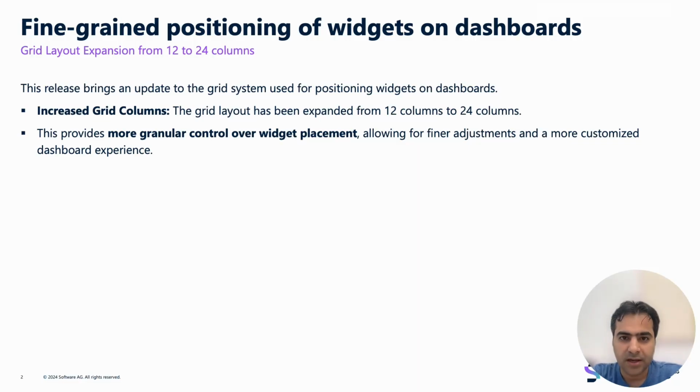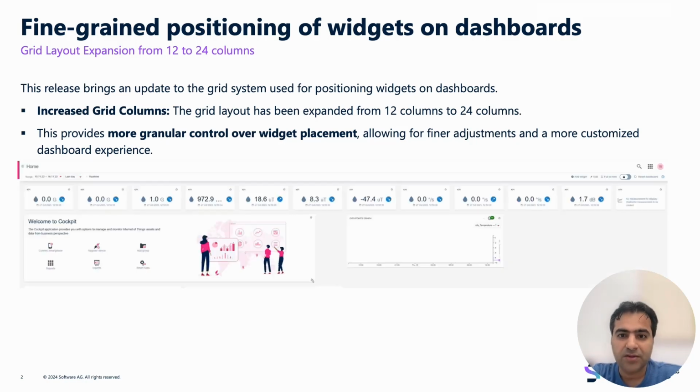This release brings an update to the grid system used for positioning of widgets on the dashboard. Previously, we had a grid layout of 12 columns, which has now been increased to 24 columns. This provides you even more granular control on the widget placement. You can utilize this for finer adjustment to the layout of widgets on the dashboard.